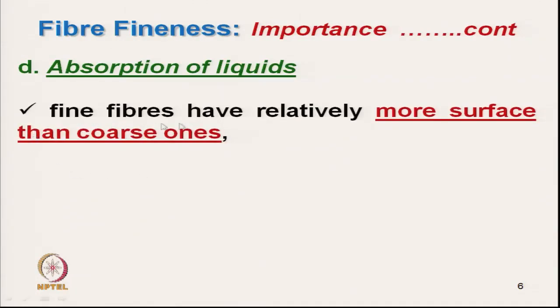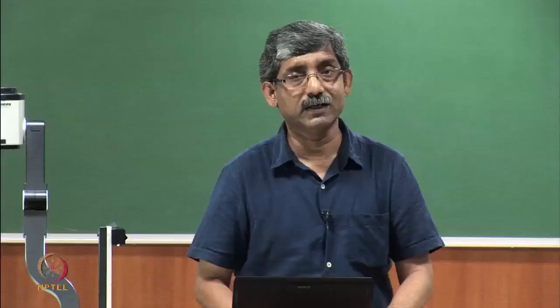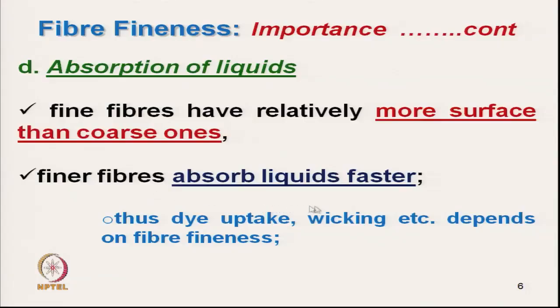Absorption of liquid. Okay. Finer fibers have relatively more surface area than coarse fiber for a given mass. So, its specific surface area is more than the coarser fiber, that is why the finer fiber absorbs a higher quantity of liquid and absorbs faster. So, its dye uptake is high and wicking is very fast, that is why for fabric where high wickability is required, we use finer fiber. Its wickability depends on the fiber fineness.